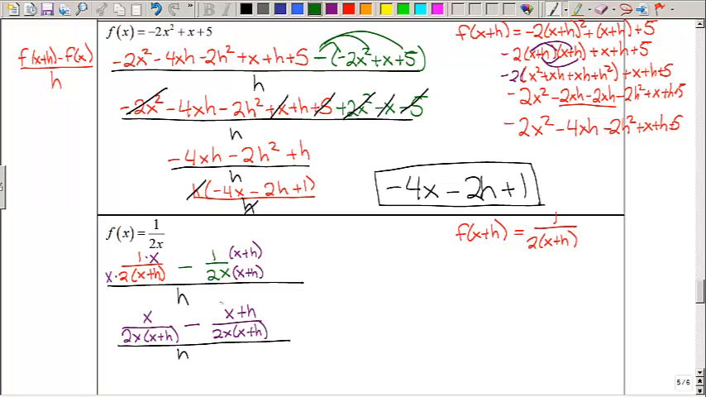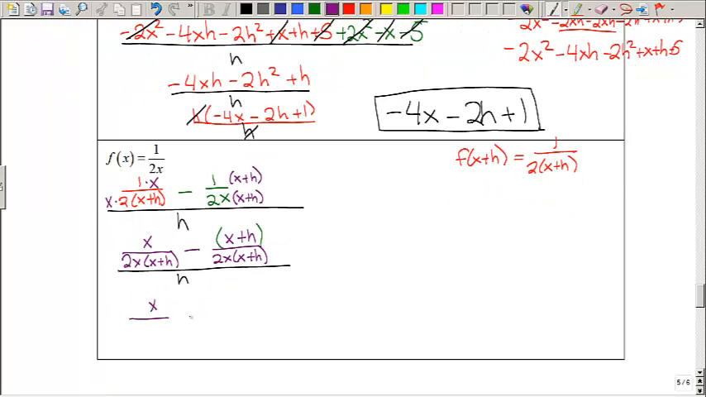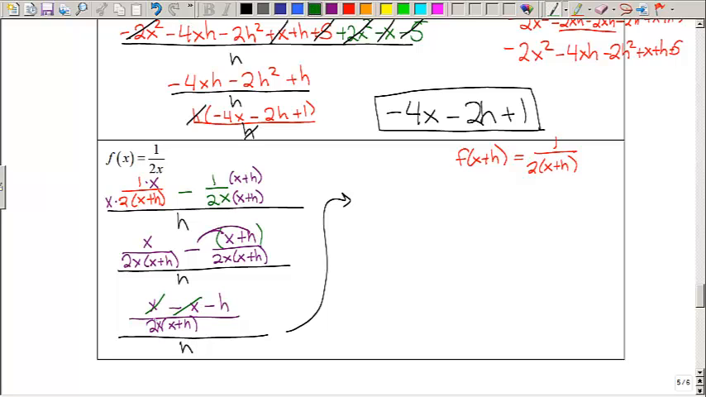Now those parentheses are still there because I need to subtract the entire numerator. So I have x minus x plus h over 2x times x plus h, but don't forget that this whole thing is still being divided by that black h down there. When I combine like terms in my numerator, the minus x and the plus x cancel out, and I did get rid of the x terms, leaving just my h terms. So I have negative h over 2x times x plus h, still all divided by that black h.